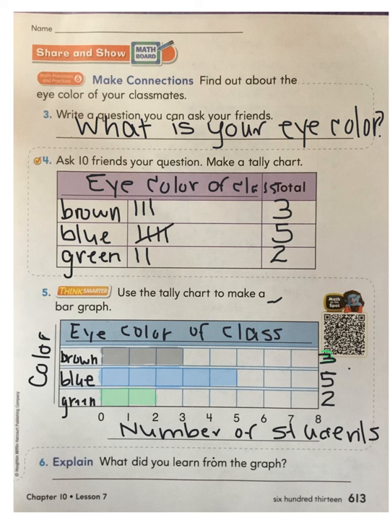Now, for number 6, I want you to do this with an adult or someone that you are working with. What did you learn from the graph? So looking at the bar graph, what's something that you learned? Could it be which color had the most kids in the class with that eye color? Could it be which one had the smallest number? Were all the eye colors there? Maybe you have hazel eyes. We didn't count for hazel eyes. So talk to someone at home about something that you have learned from this graph.